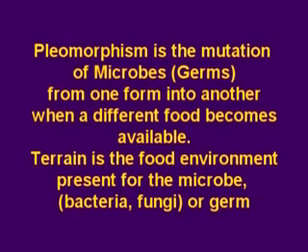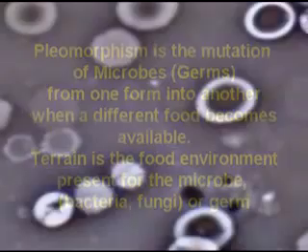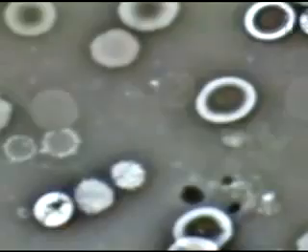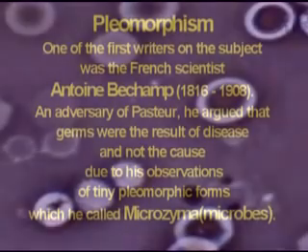Pleomorphism is the mutation of microbes, germs, from one form to another when a different food becomes available. This terrain is the food environment present for the microbe, bacteria, fungi or germ to eat. The environment or terrain throughout our body can be in a normal physiological or imbalanced pathological state.